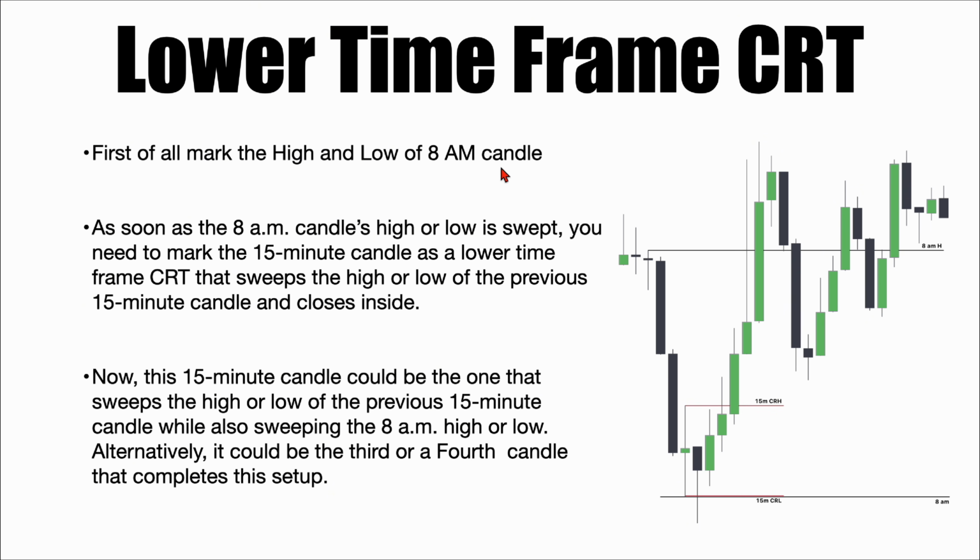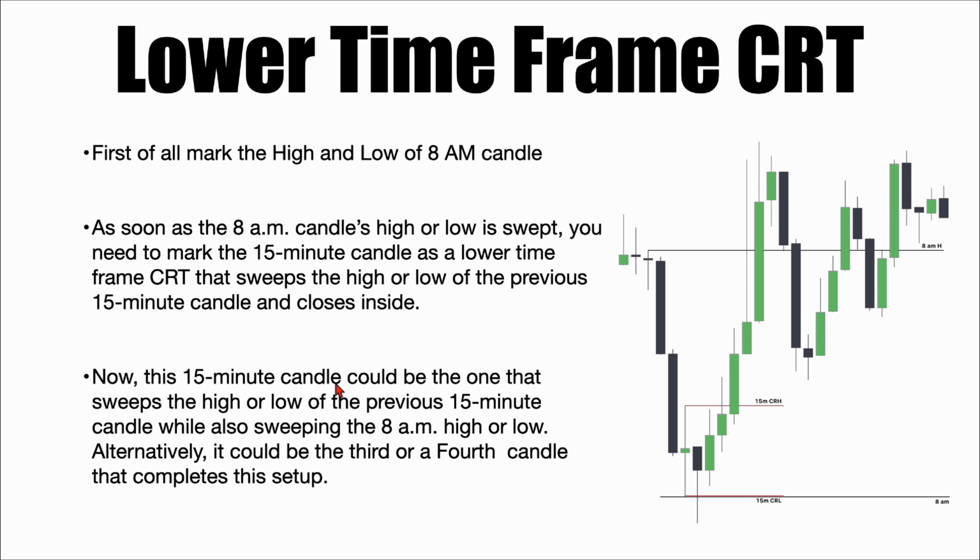Next, switch to the 15-minute time frame and monitor for a sweep of either the high or low of the 8 a.m. range. Here's what to look for. Once the high or low of the 8 a.m. candle is swept, look for a 15-minute candle that sweeps the high or low of the previous 15-minute candle and closes back inside the range. This specific 15-minute candle is what you'll mark as the lower time frame CRT.